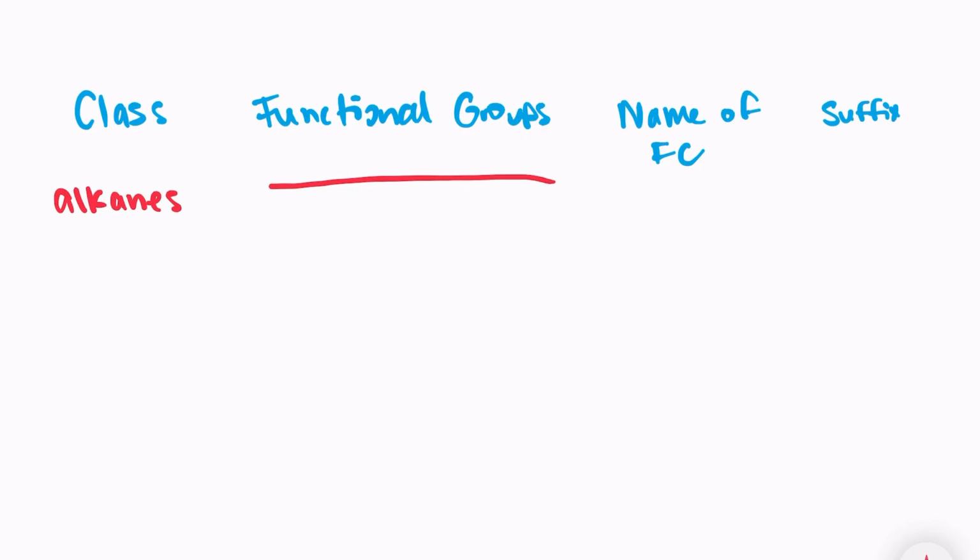any functional group. They only have single bonds, which of course would in this case only contain carbon and hydrogen because there's actually no functional group. There's no name of a functional group because there's no functional group. And the suffix that we'll use in naming is ane, A-N-E. So some examples that you may have heard before are methane, ethane, butane, propane.